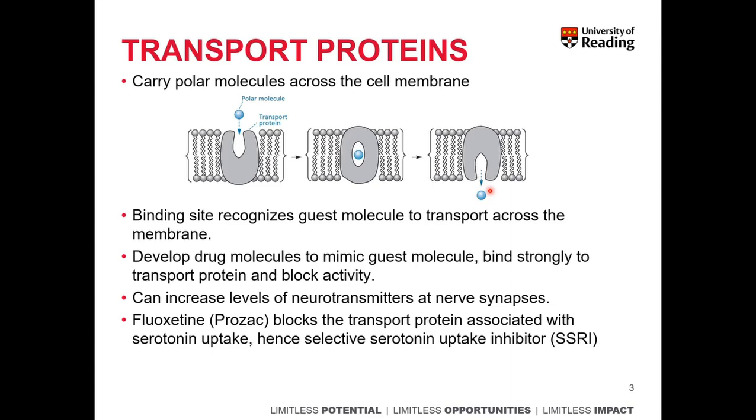Now, the binding site recognizes this guest molecule, the transport across the membrane. And so there was a push to develop drug molecules that could mimic this guest molecule, but instead of being transported across the membrane, they would bind very strongly to the transport protein and block activity. Now, this type of approach can be used to increase the levels of neurotransmitters at nerve synapses. And one example of a drug that acts in this way is Prozac, or fluoxetine.